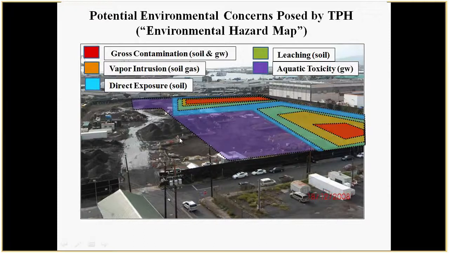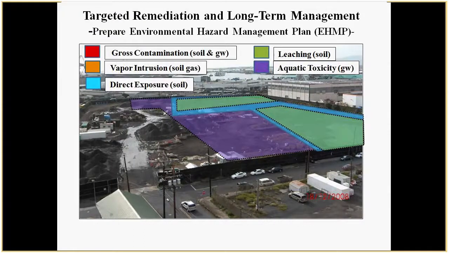Here's the targeted remediation and long-term management. In this case, they cleaned up the grossly contaminated soil and groundwater at the site, got rid of most of the free product they could, and cleaned up the areas that pose significant vapor intrusion problems. And then for the rest of the site, they just managed in place the leaching, aquatic toxicity, and even some direct exposure. This is all down by the capillary fringe. It just wasn't cost effective and really necessary to clean up 100% of the contamination at the site. You would just manage this in the future.